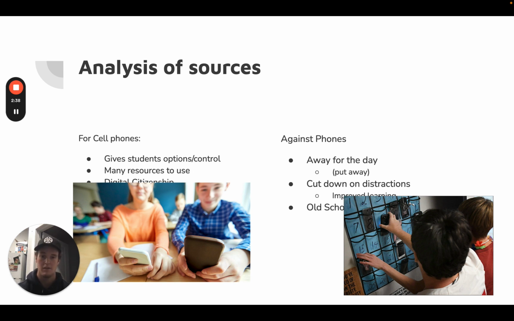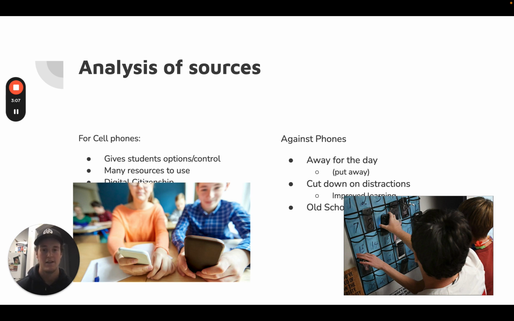Now, the other side was against phones. There was a campaign called the Away for the Day Initiative, which puts cell phones away in lockers or a school management facility so that students do not get to touch their phones for the whole school day until the end of the day. It cuts down on distractions, and one of the statistics they gave is a 6.4% increase on test scores, which is awesome.